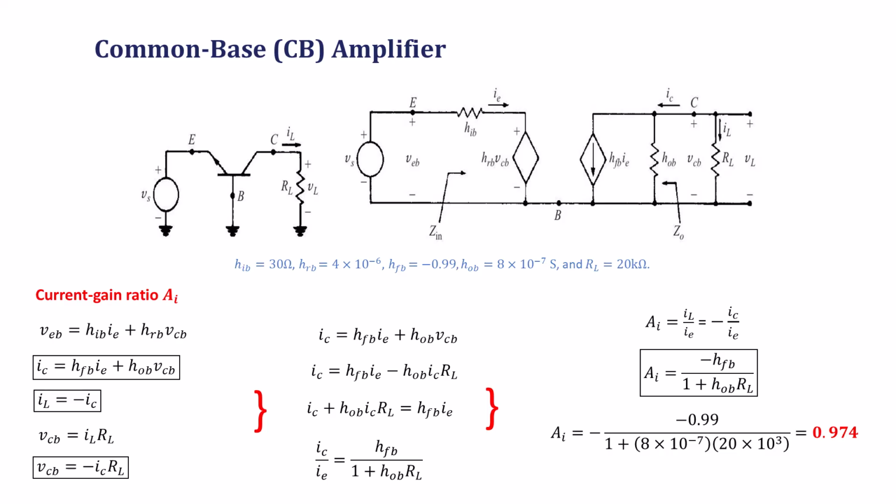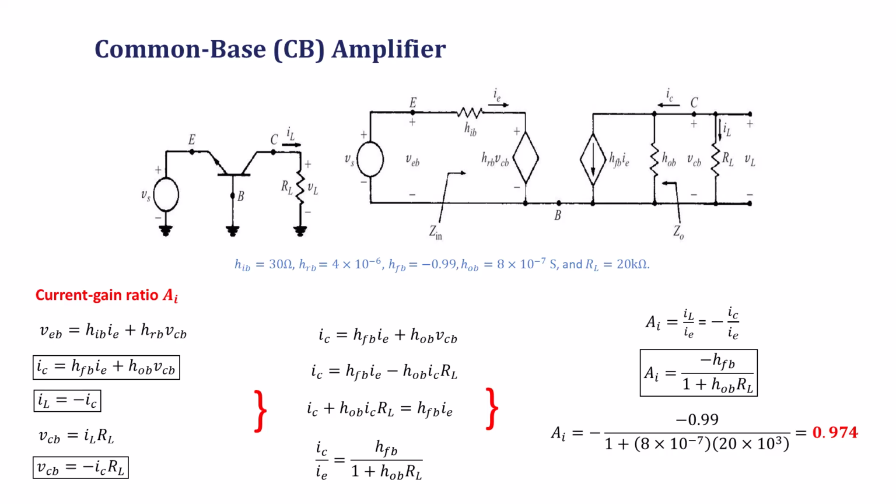We start from the two defining H parameter equations for the common base model. VEB equals HIB times IE plus HRB times VCB and IC equals HFB times IE plus HOB times VCB. Since the output current IL is simply the negative of the collector current IC and VCB equals IL times RL, which is the same as negative IC times RL, we can substitute this back into the equation for IC. That gives us IC equals HFB times IE minus HOB times IC times RL.